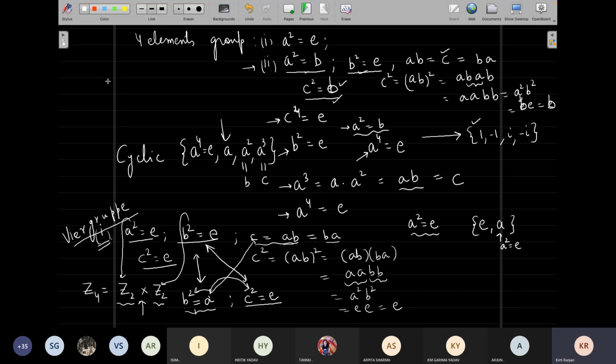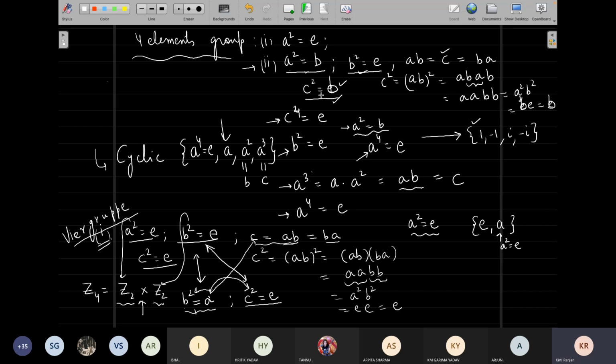But for four element groups, there can be two possibilities. One can be cyclic, another is of the nature A square equal to E, B square equal to E, and C square equal to E, with C equal to AB. So two things which you have achieved here. One, you have found the first group which is not only cyclic, but there is another option which is available. That's one. And two, you have started using the notation.